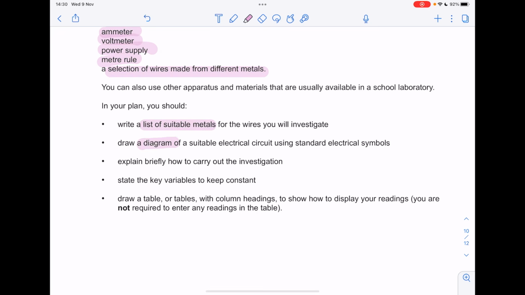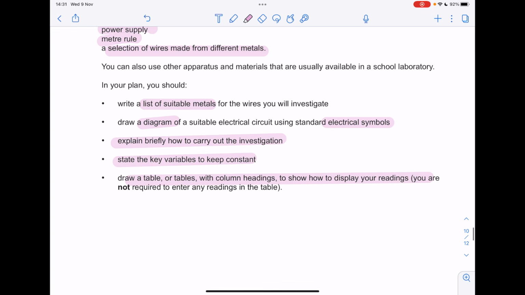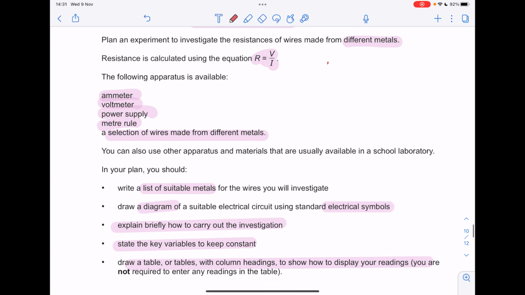Draw a diagram of a suitable electrical circuit using standard electrical symbols. Explain briefly how to carry out the investigation. State the key variables that need to be kept constant. And then draw a results table. Okay, so this is actually a really nice question. So let's work out our variables first of all.